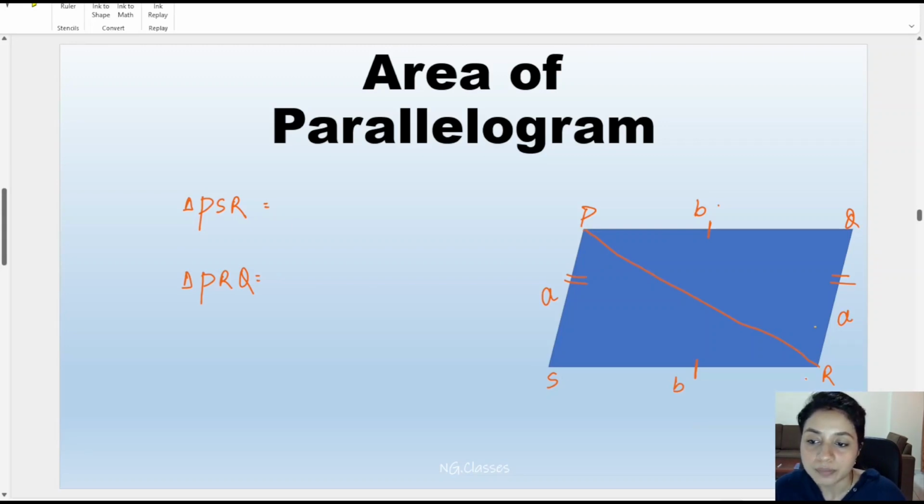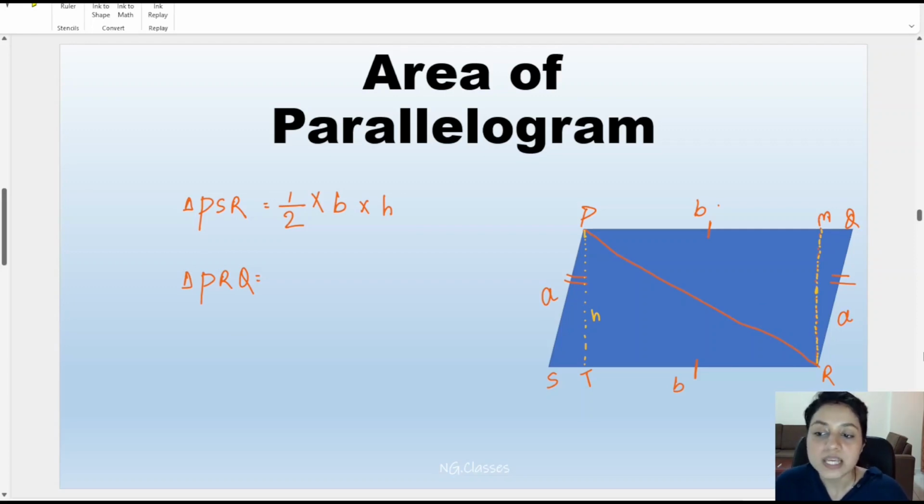So PSR. Here let's say this SR is the base. So what do we need for the area of the triangle? Height and base. So do we know the height over here? No. Let's drop the height. Let's say PT is H. Now let's find the area. So 1 by 2 times base. Base is B and height is H. Now let's find the area of triangle PRQ. Here also we need to drop the height, right? So let's drop it. Now can you see RM?